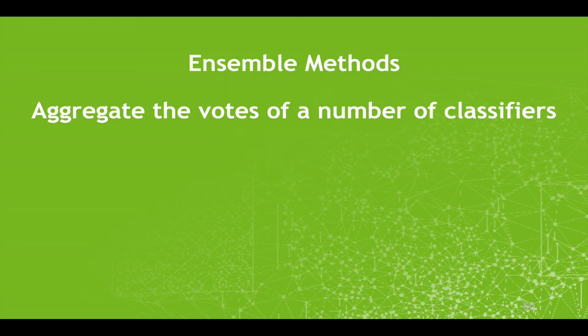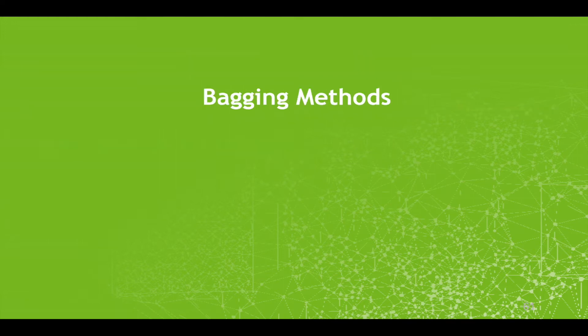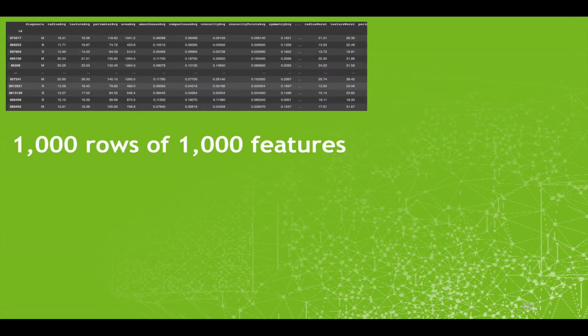And all these classification methods that aggregate the votes of classifiers, or aggregate a number of classifiers, are called ensemble methods. That's just a general term, meaning we're taking a number of classifiers and combining them into one. So now let's turn our attention to one type of ensemble method called bagging methods. There are a number of different ones that I'll cover, but the general term is bagging.